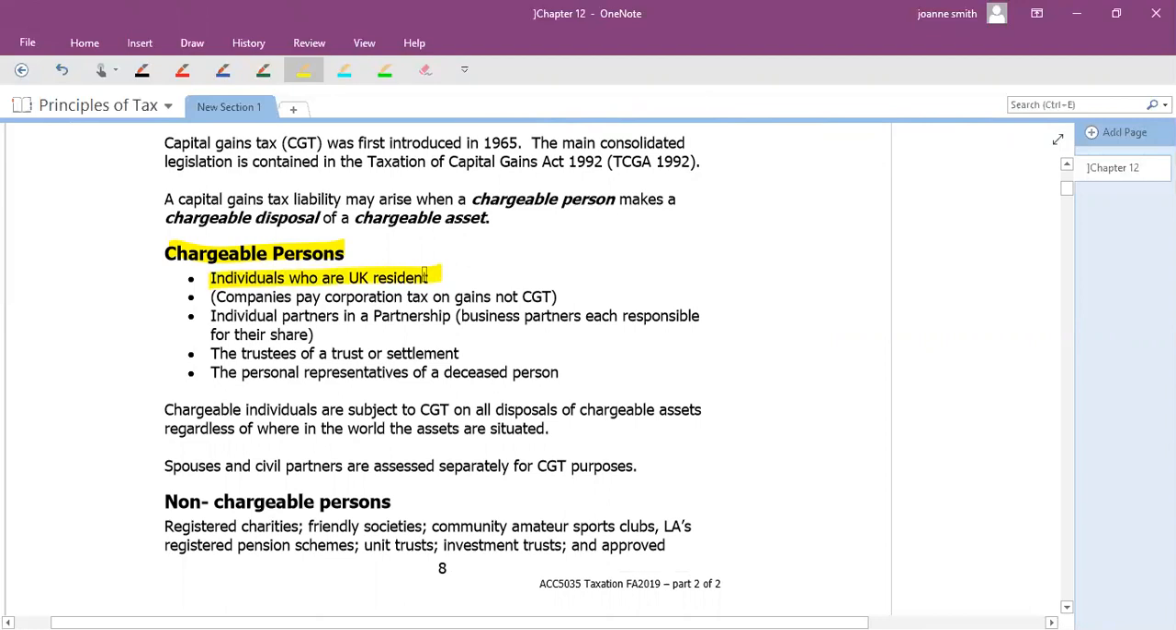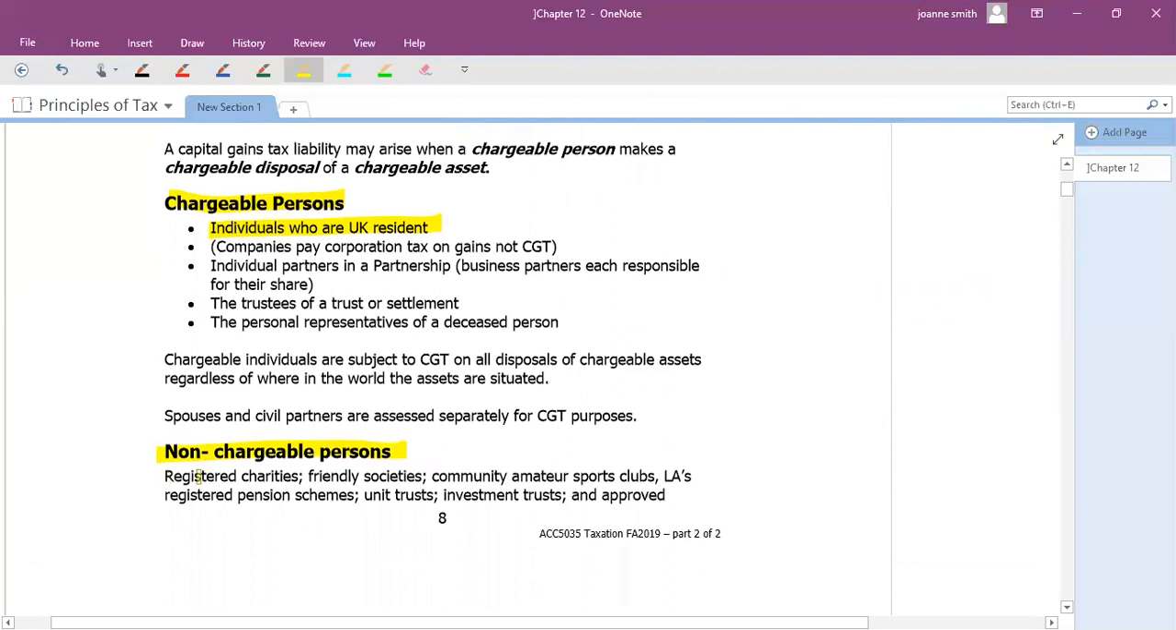There are other categories that you've got there, so partnerships, trustees, but that's a little bit beyond what you're doing at the moment. So just focus on the basics here, that we're dealing with an individual selling an asset and they're UK resident. So as long as the asset they're disposing of is subject to tax, then we're going to have to calculate it. A non-chargeable person, well, we've got some items listed there, and the main one to focus on is a charity.